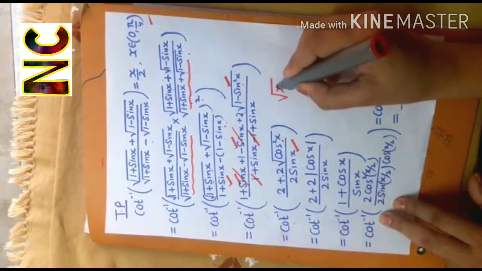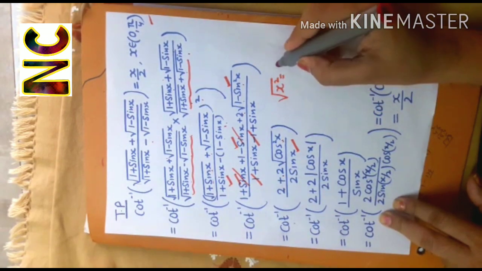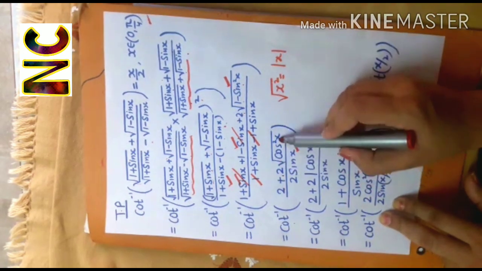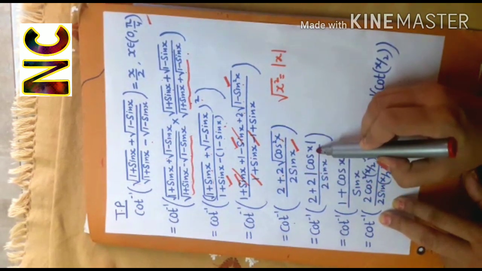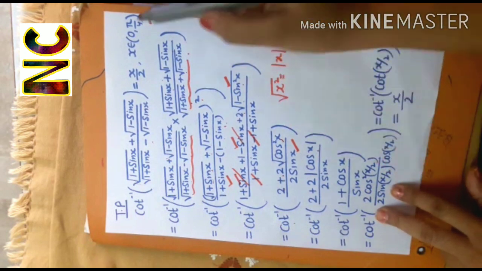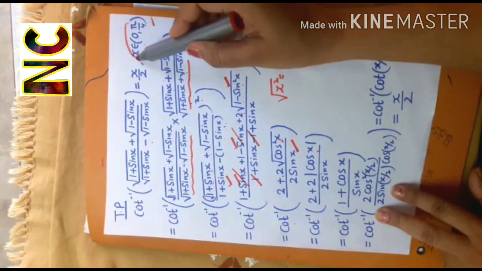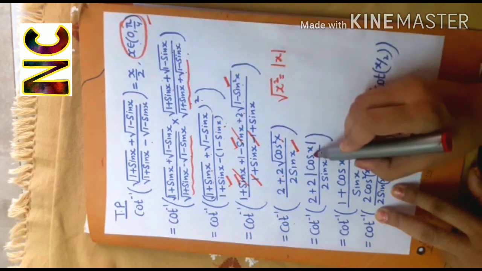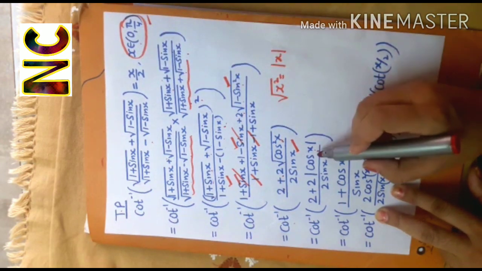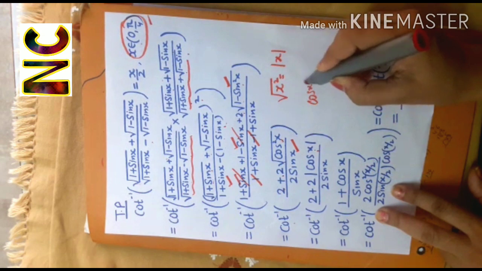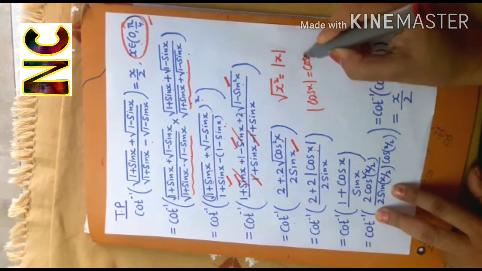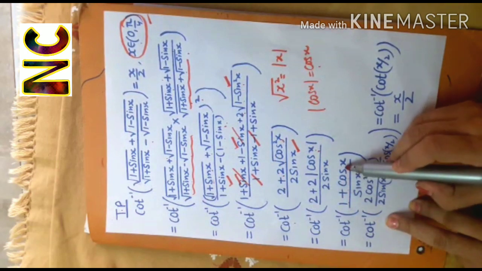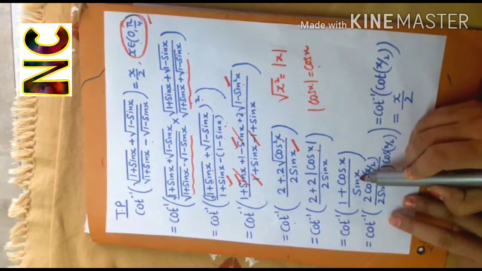Now, root x square is equal to absolute value of x. So root cos square x will be equal to absolute value of cos x. Now because x belongs to the interval 0, pi by 4, cos x will be positive. So absolute value of cos x will be equal to cos x. So I'll get here (1 plus cos x) over sin x.